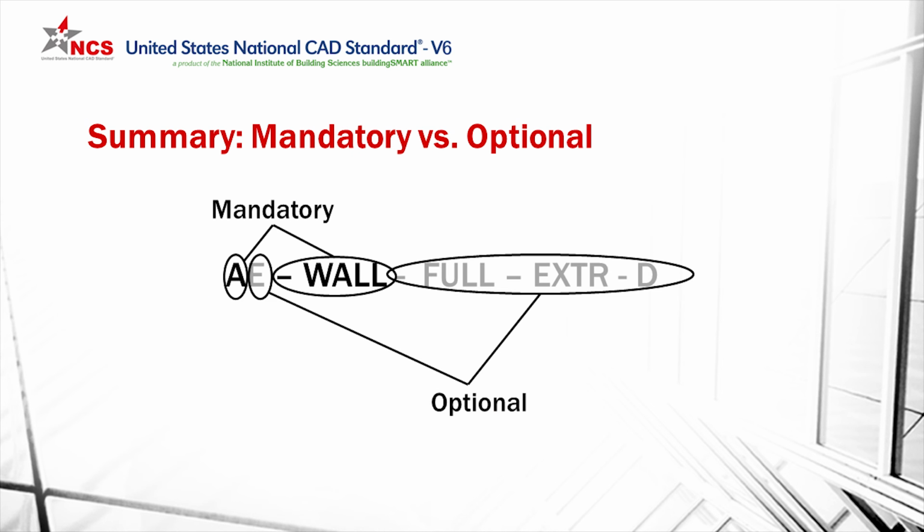All right, so in summary, looking back at a layer name, what is mandatory versus what is optional? Again, the items in bold, the A and the hyphen and wall, are mandatory for a layer name. You have to use at least 6 characters in the layer name. And again, if you want to use the optional characters, you have up to 19 characters to add on to your layer names.